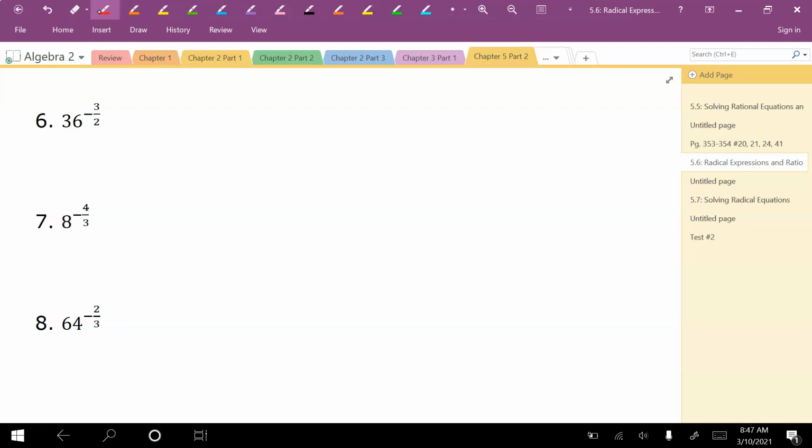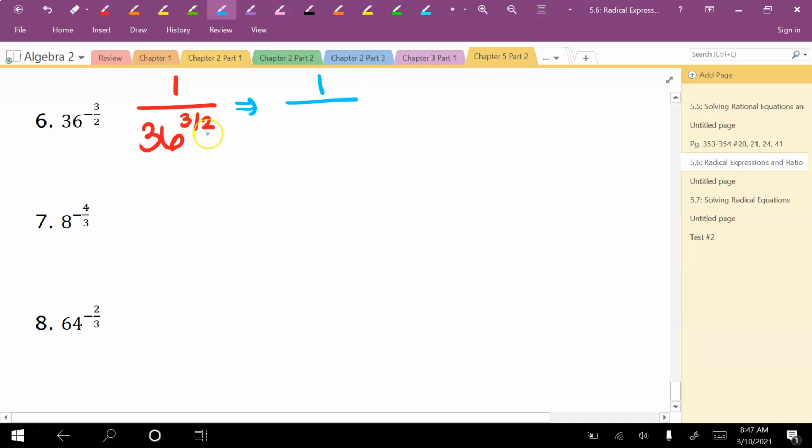So since they're all whole numbers, that means that you're going to put 1 over that number, so 36, and then it's going to change that exponent from a negative to a positive. So 1 over 36 now to the 3 over 2 power. So let's rewrite this then. We still are going to have 1 on top. Now the 2 on the bottom tells us that it's a square root sign, and it's 36 underneath that. And then I'm going to put parentheses around that and put the 3 on the outside.